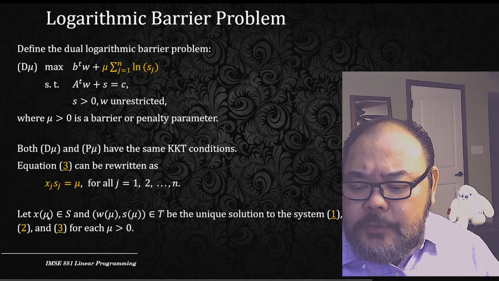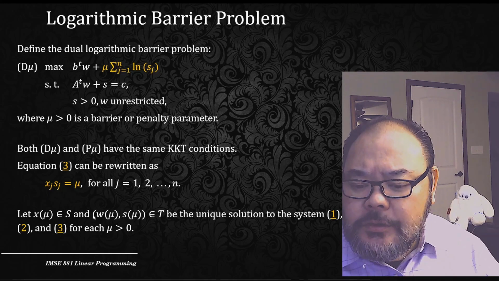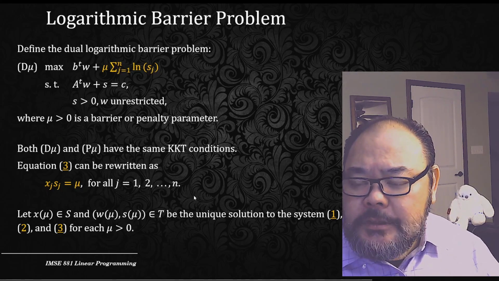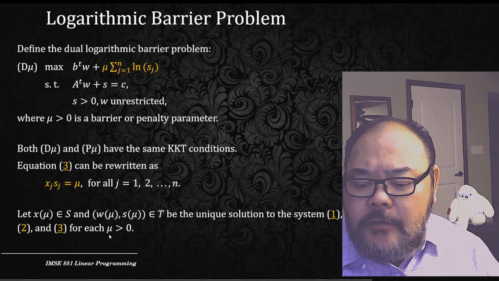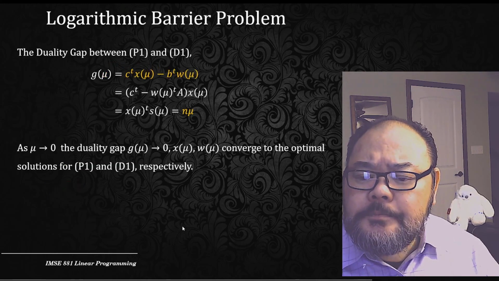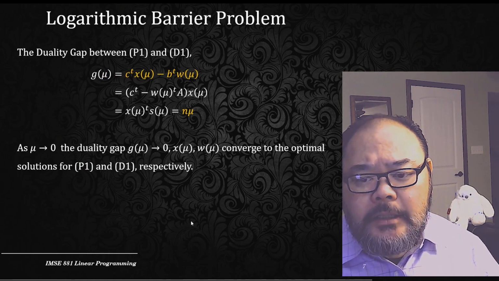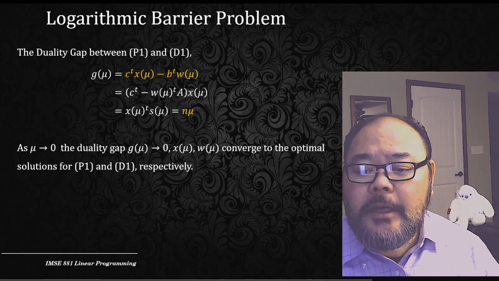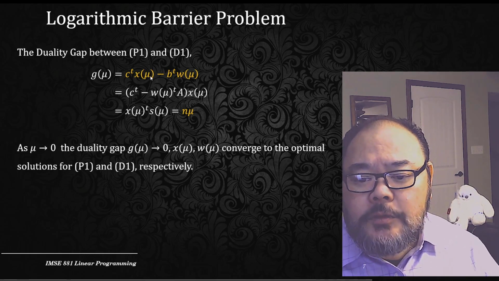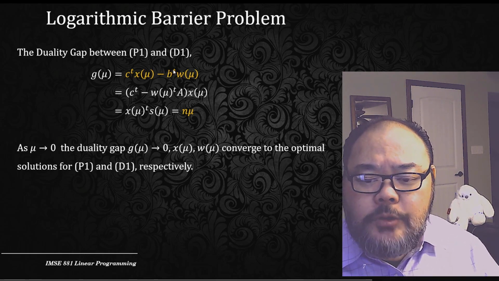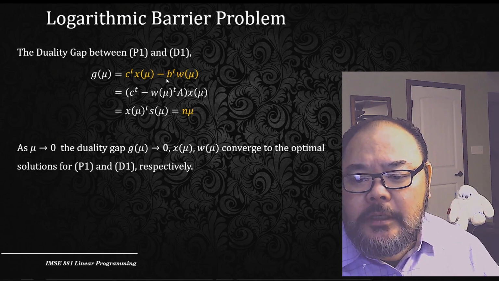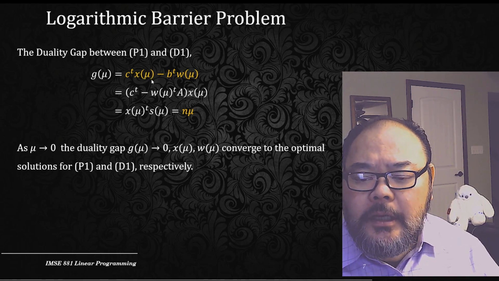So let x_mu, omega_mu and s_mu be the current feasible solution for the P_mu and D_mu problems, for each mu greater than 0. We can calculate the duality gap between P1 and D1 using x_mu and omega_mu, equal to c transpose times x of mu minus b transpose times omega of mu. The mu here is the penalty parameter we set.